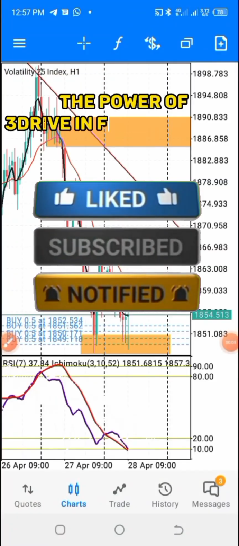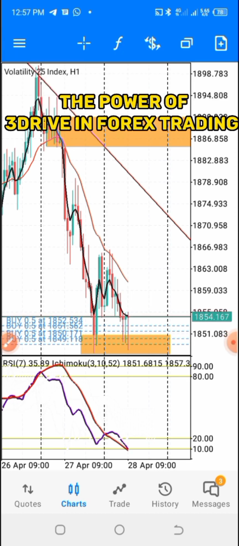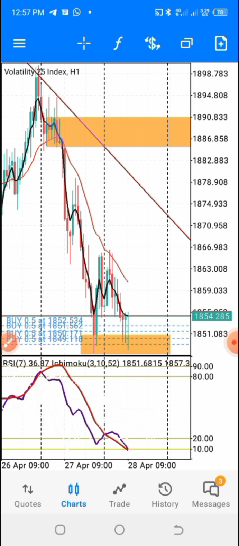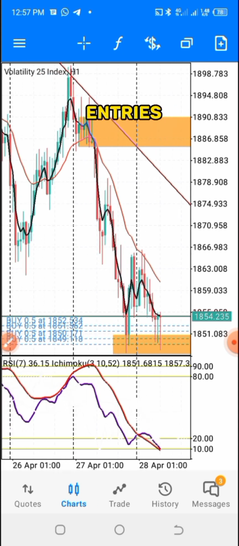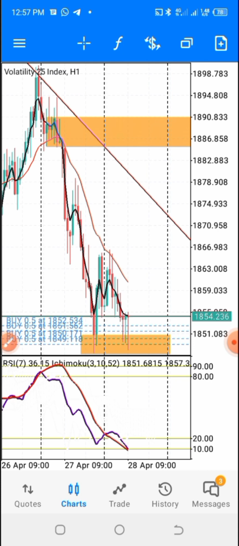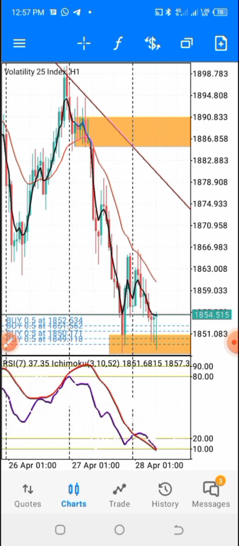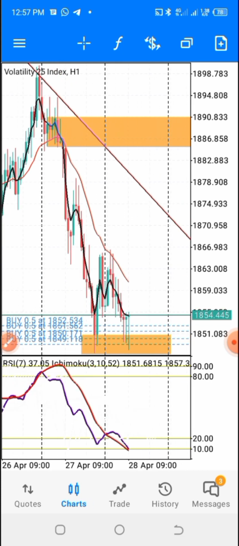Today we are going to look at the power of 3 drive in forex trading. I'm telling you for sure, many traders are struggling with entries in forex trading, and personally I like using the real market or live market, and here I'm on a demo account. I'm on volatility 25.